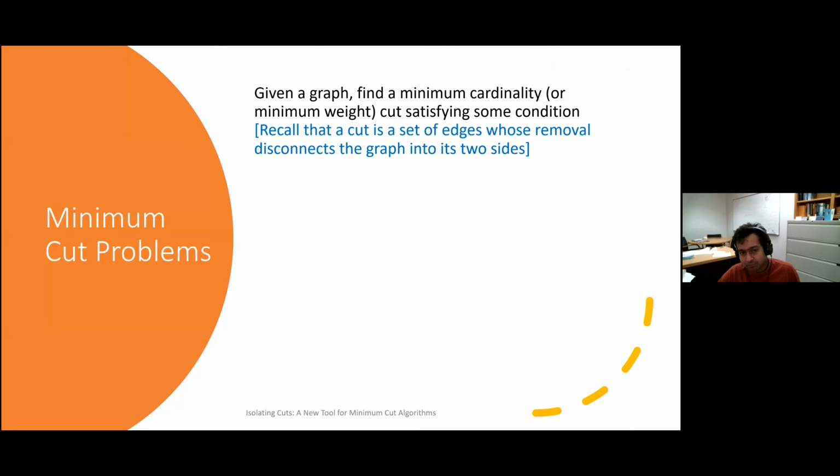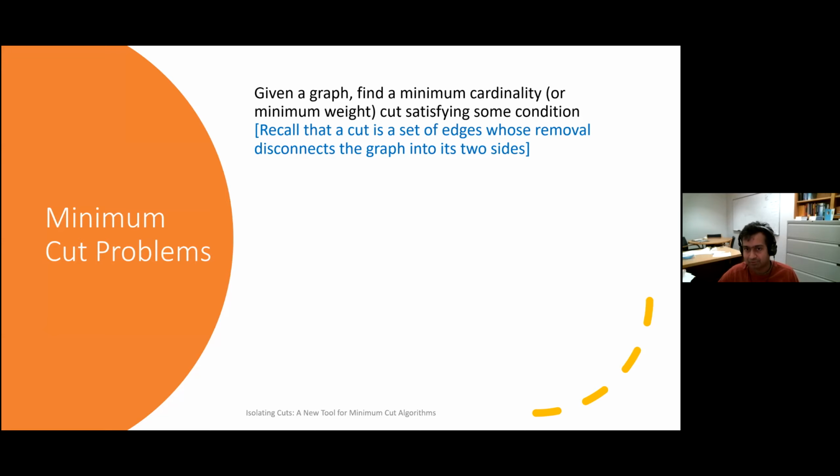All right, so what's a minimum cut problem? Loosely speaking, here's how we are going to define it. Let's say we are given a graph and we want to find the minimum cardinality cut, or the minimum weight cut if the edges of the graph have weights, satisfying some condition. If it's unconstrained, then it's simply the minimum cut across all the cuts of the graph. But in some cases, it might be constrained, and you might ask for specific properties, in which case it's the minimum among the cuts satisfying that property.